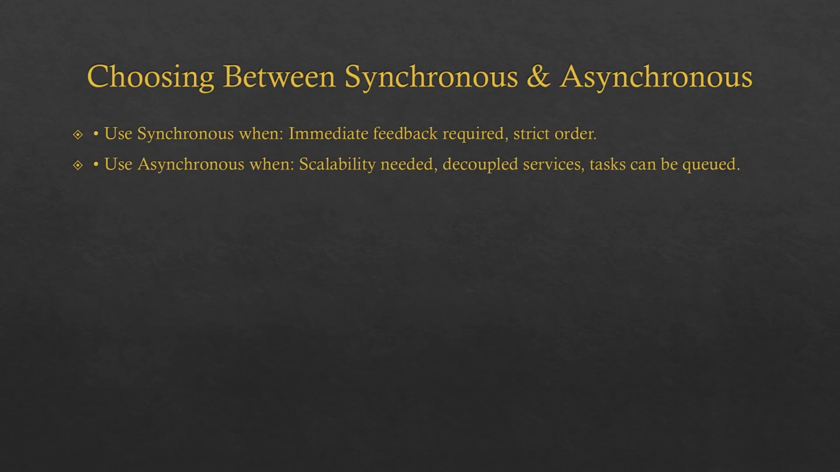Now, when deciding between synchronous and asynchronous communication, it's important to consider your system's needs. Use synchronous communication when immediate feedback is essential, like in real-time applications where tasks must happen in a specific order. On the other hand, asynchronous communication is a better choice when scalability is a priority. It allows components to operate independently and can handle large volumes of messages without blocking the system.